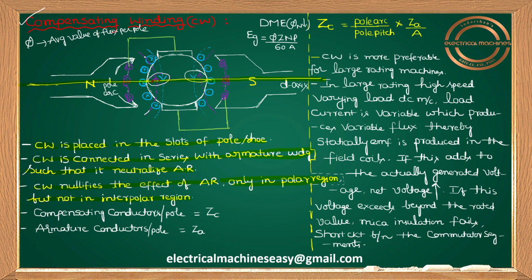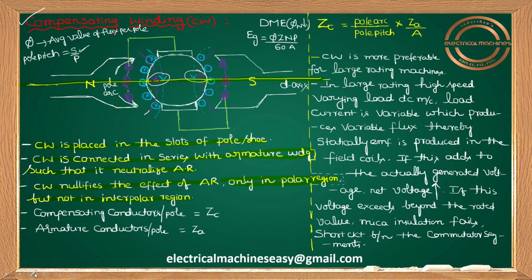And you already know pole pitch means slots per pole. Slots per pole means, for example, under the north pole, how many slots are there? You have to count the slots in which armature conductors are placed, not the compensating conductors. Here, let us see: 1, 2, 3, 4, 5. In this example, 5 slots are there per pole.